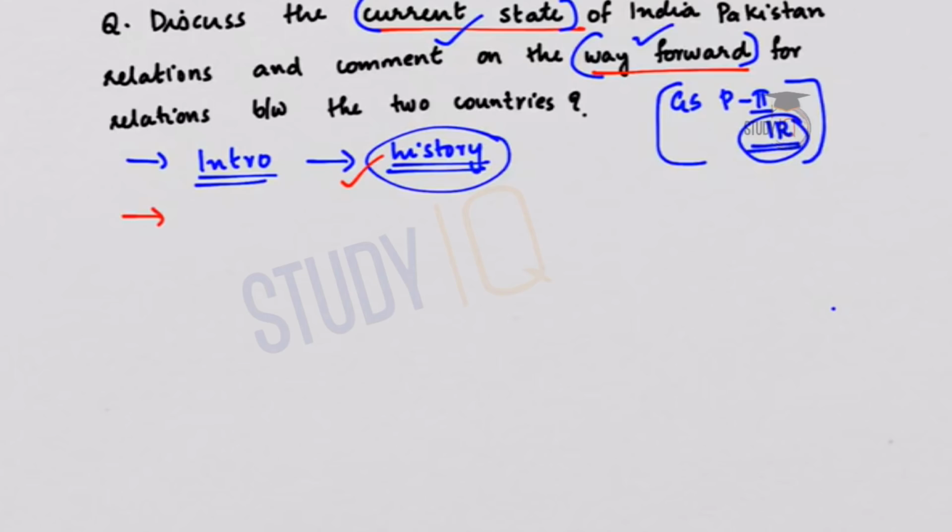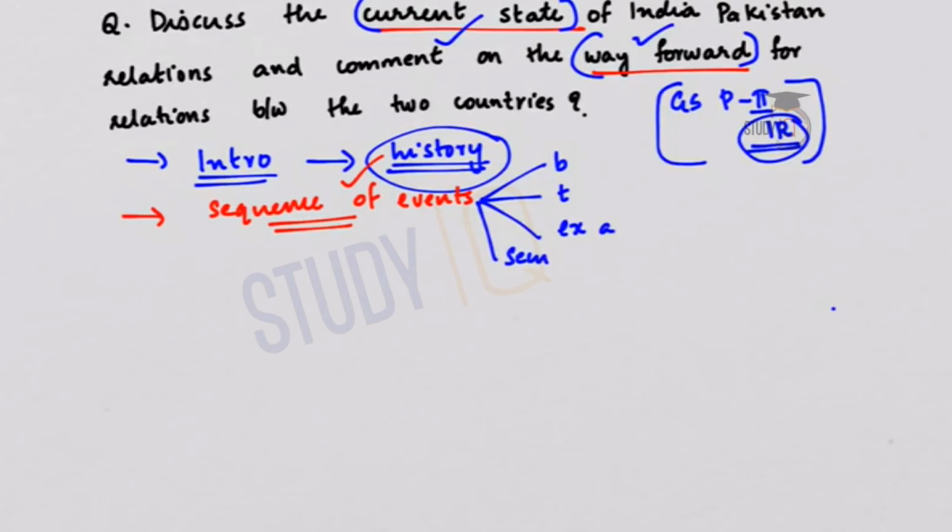Now the second paragraph you can mention about the current sequence of events. What are the happenings between these two countries in the current few years or recent few years? Here you can talk about the bilateral relationship, trade relationship, external affairs relationship, security relationship. So you can mention it under different heads.